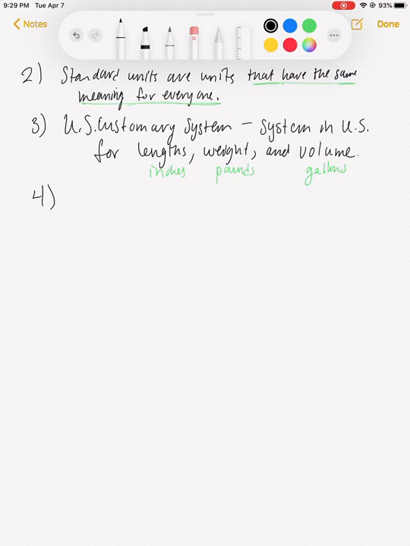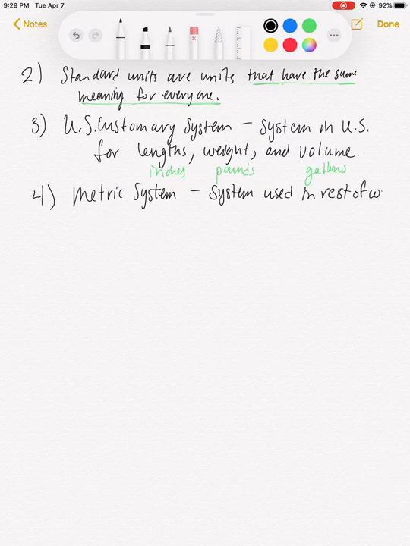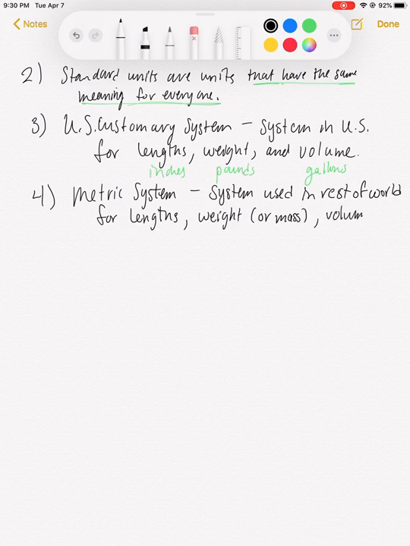Okay, it's actually an international system that is a system of standard units for lengths, weights, and time and volume that's used in the rest of the world. So we call it the metric system. So a system used in the rest of the world for lengths, weight or mass, volume, and, well, there's one more, time.